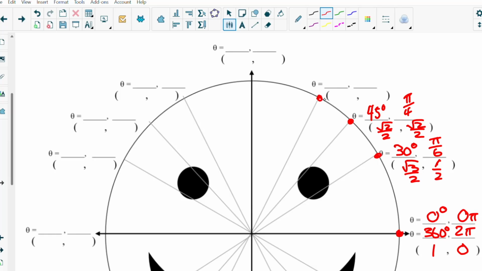When we step up here, this is 60 degrees, folks. That's pi over 3 radians. And I know that's 1/2 and square root of 3 over 2. So it's like this.